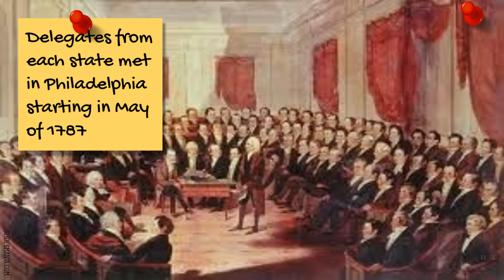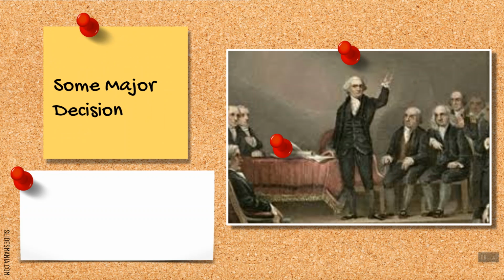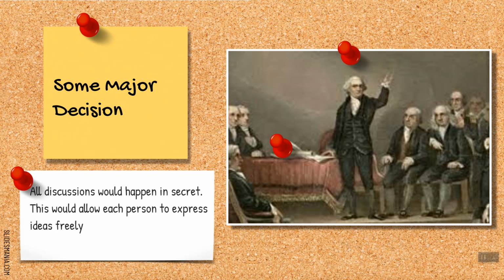So the delegates did come to Philadelphia. Everyone that was invited did meet in Philadelphia starting in May of 1787. So this is some time after the Revolutionary War. And they had to come up with some very major decisions right away. First, they decided that all the discussions that they had would happen in secret, and this would allow each person to express their ideas freely. They didn't want anybody to be threatened by the outside to make choices. They wanted everyone in there to be free to think and talk and speak freely.